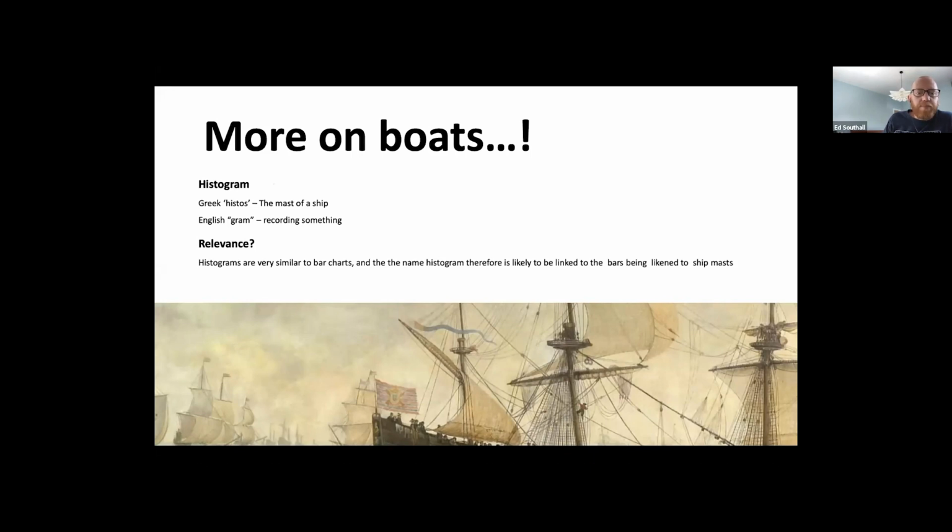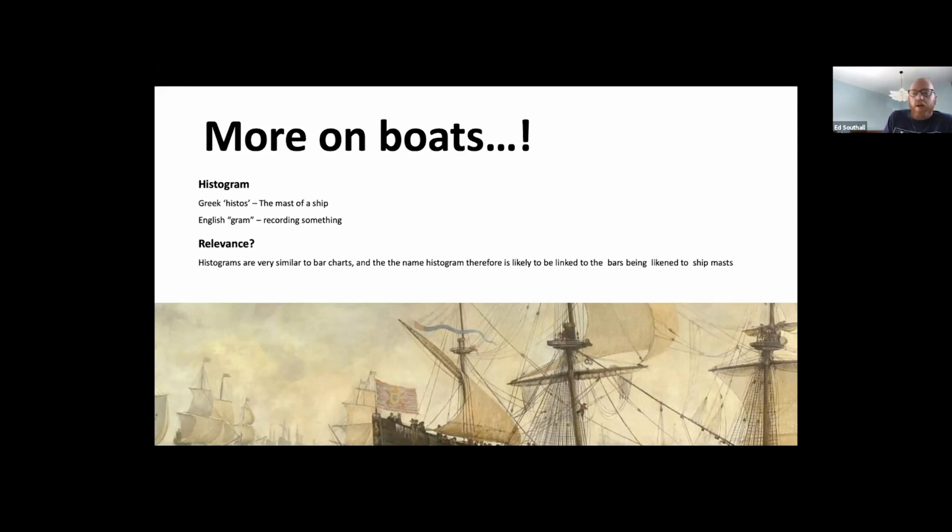But histogram, the histos part at the beginning is Greek for the mast of a ship. So we now have two words related to ships in maths that you probably didn't know before. And why are they using mast of a ship? Well, histograms in England are very strange things compared to histograms pretty much everywhere else in the world. Generally speaking, people do not mess about with the widths of the bars of a histogram. That's kind of something the English have taken on board themselves and gone, let's just make this even more complicated and obtuse.